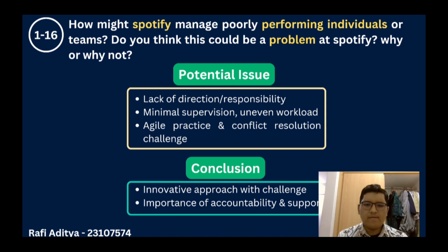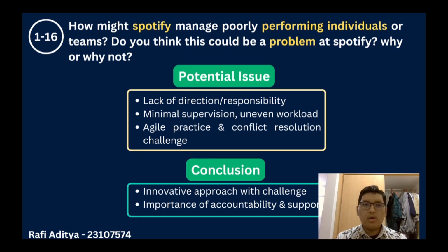So the potential issue first is lack of direction or responsibility. Spotify's way of doing things is pretty innovative, but it's not without this problem. Some things might not have a clear direction or know who's responsible for what. So this can lead to people not doing their jobs well, and minimal supervision or uneven workload. Since there's not a lot of supervision, it can be hard to make sure everyone is doing their part. This can be frustrating for people who are working hard and feel like they're picking up the slack for others.